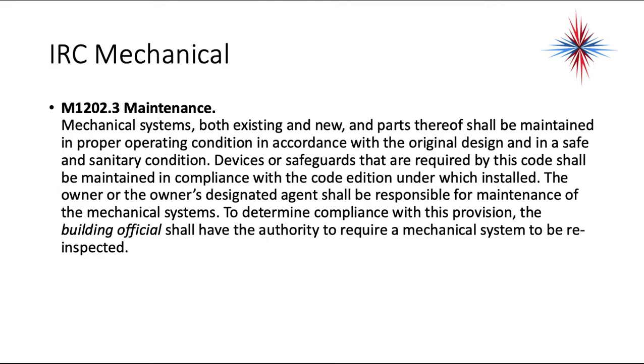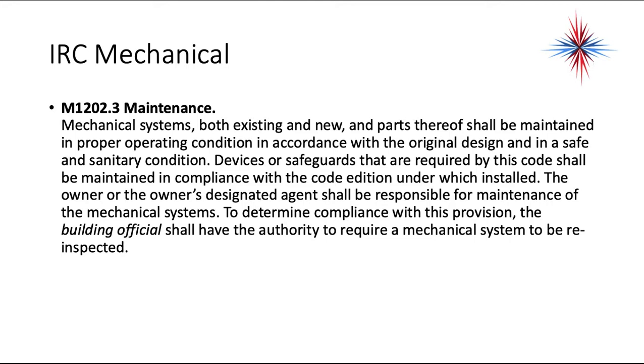Mechanical systems, both existing and new, and parts thereof shall be maintained in proper operating condition in accordance with the original design and in a safe and sanitary condition. Devices or safeguards that are required by this code shall be maintained in compliance with the code edition under which they were installed. So let's say we're installing something under the 2016 mechanical code in the state where it's approved. The state in a couple years updates to the 2018 code, and so on and so forth. You do not have to update that system to the current code. You have to maintain it under the code edition under which it was installed.